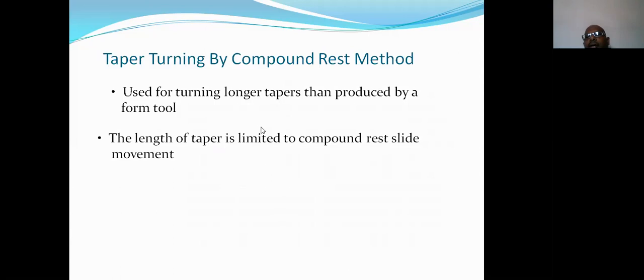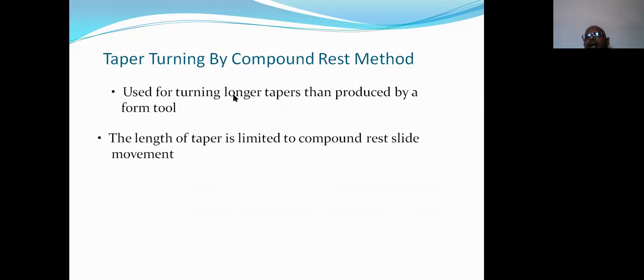The length of the taper produced is up to the length of the compound rest movement over a fixed position of the carriage. That means once the carriage is fixed with the help of the screw mechanism, the carriage motion is arrested. Next, the compound rest. In the front of the compound rest, over the cross slide, the degrees of rotation are marked.